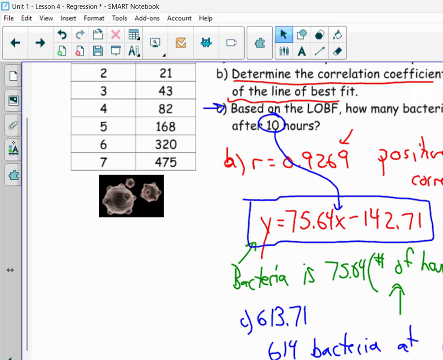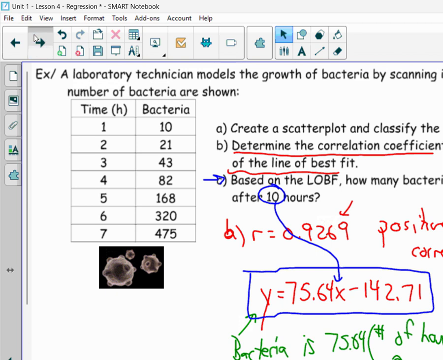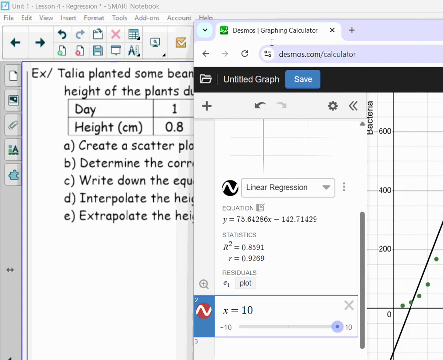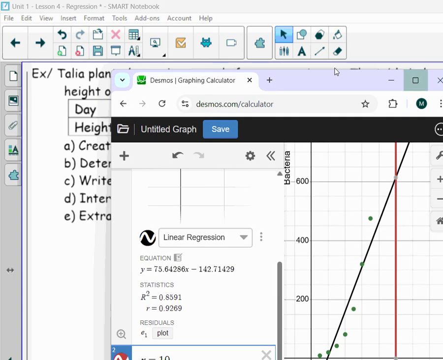Okay, that's how Desmos works. We're going to try another one just so we can keep practicing with this. Okay, let's try the next one. We got Talia. She planted some bean seeds for an experiment. The table below shows the average height of the plants during the first 2 weeks after they germinated. Here's our data. We're going to create a scatter plot. So let's try this one together. I'll make it big still.